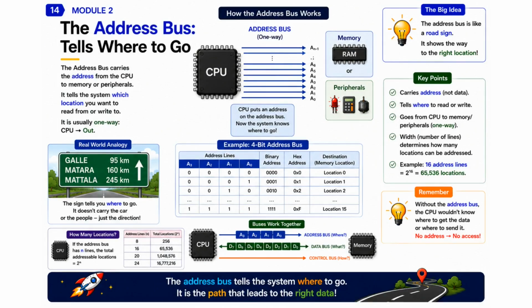Of course, the address bus does not work alone. It works together with the data bus and the control bus. The address bus says where. The data bus carries what. And the control bus tells the system how and when the operation should happen. The big idea to remember is this. The address bus is the pathfinder of the microcontroller. It tells every part of the system exactly where to go. Without addresses, the CPU would have no way to find the information it needs. No address means no access.